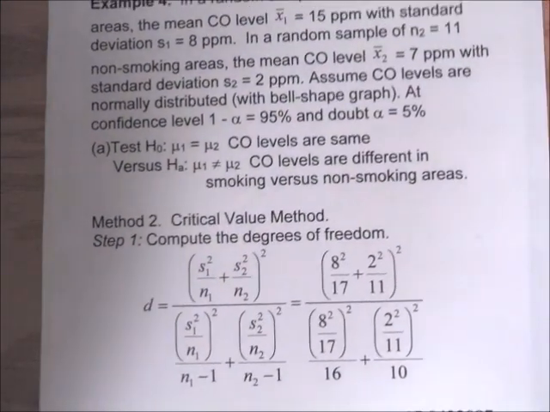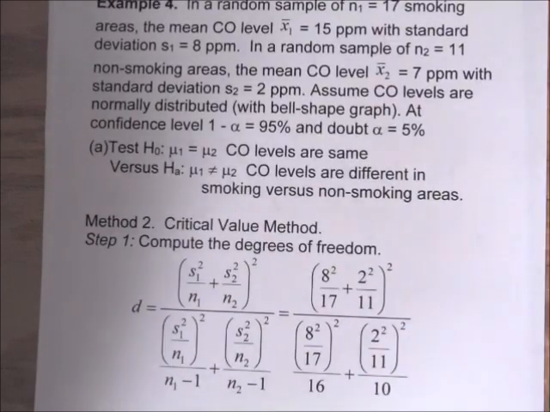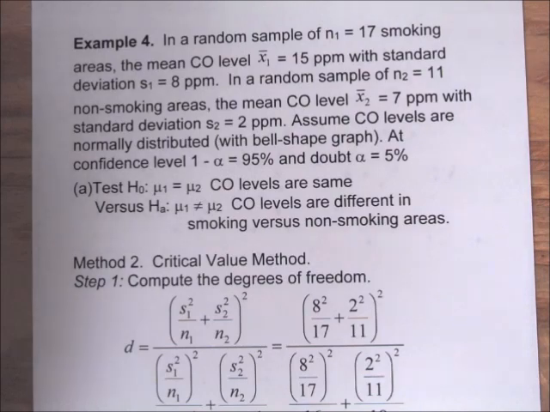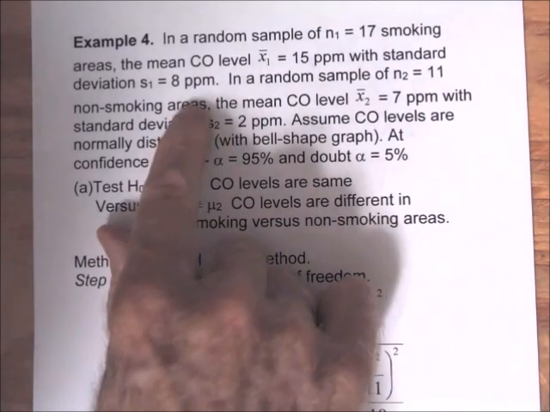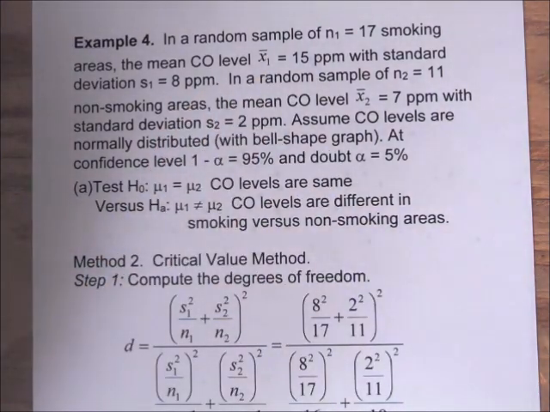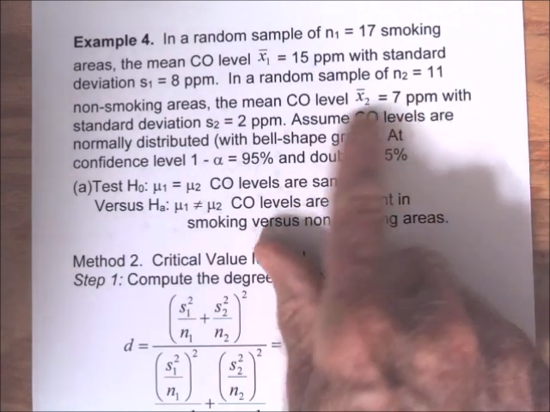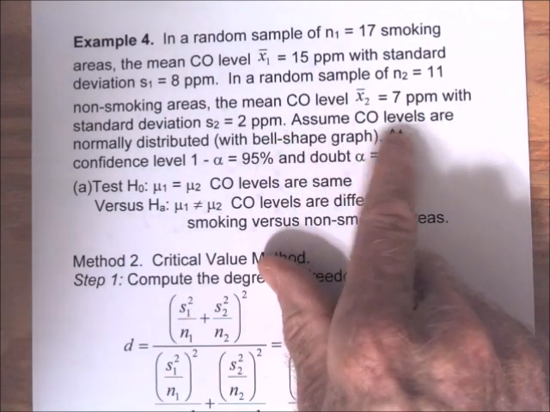Okay, so the next example: we have two samples. We have a sample of 17 smoking areas where the mean carbon monoxide level is 15 parts per million with a standard deviation of 8 parts per million. And we have a sample of n2 equal 11 non-smoking areas where the mean carbon monoxide level x2 bar is 7 parts per million with a standard deviation of 2 parts per million.